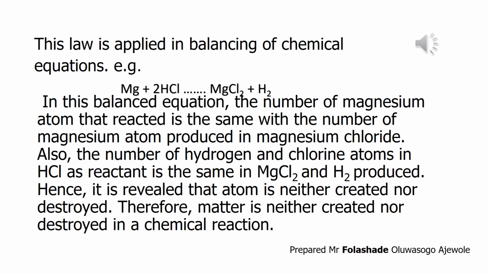And when you also look at the number of hydrogen and chlorine atoms that is involved at the reactant side in HCl, which is 2 in each case, you find out that it's the same in magnesium chloride and hydrogen gas molecule that is produced, in each case 2 of chlorine and 2 of hydrogen atoms there. Now, it is revealed that atoms are neither created nor destroyed, and therefore matter is neither created nor destroyed in this chemical reaction and in all chemical reactions.